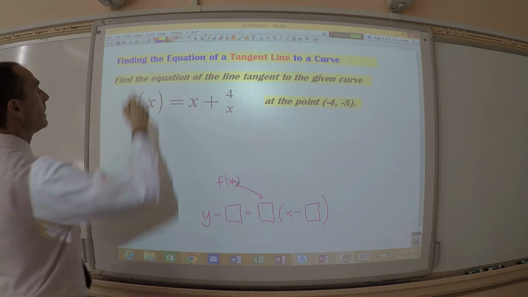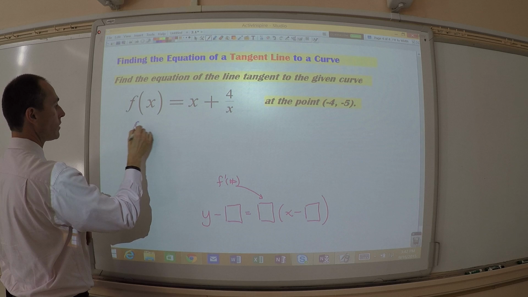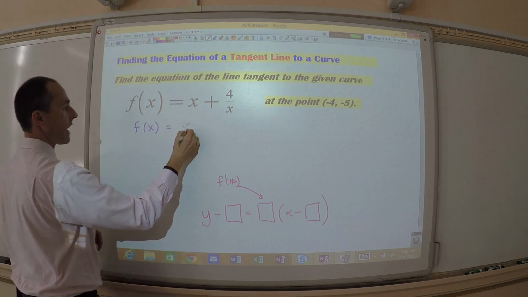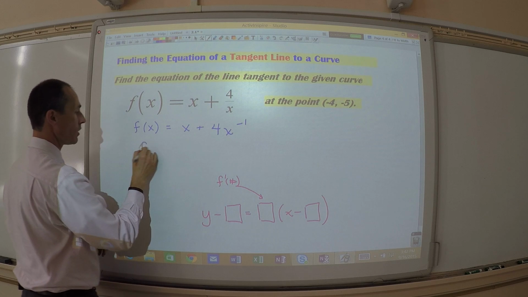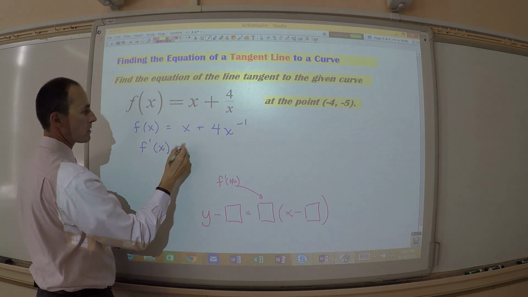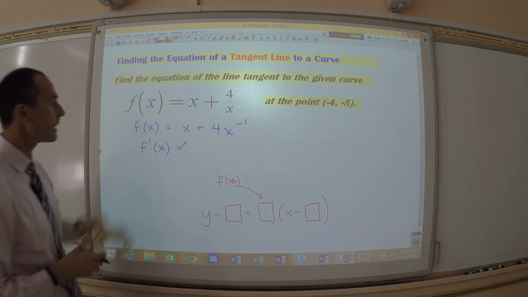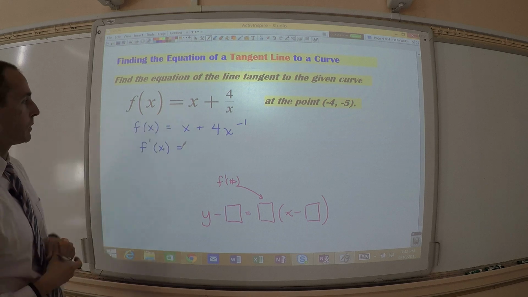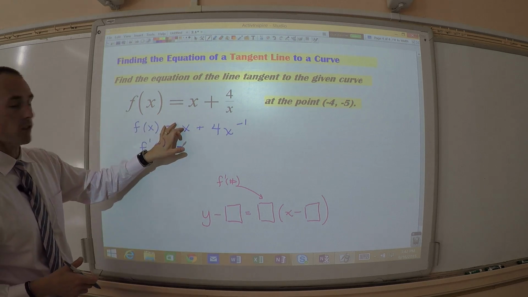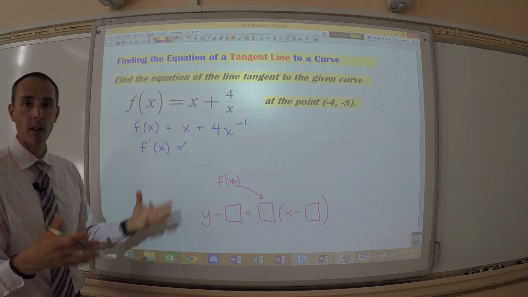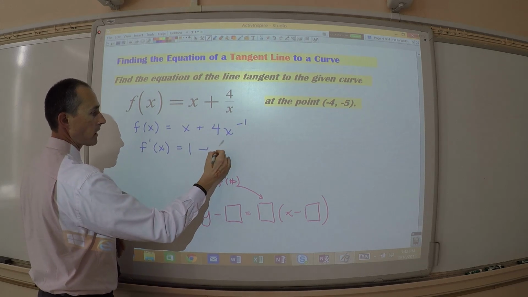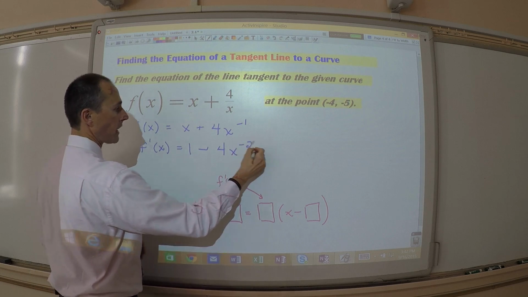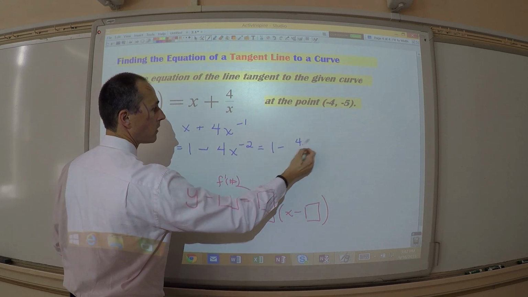So we have to derive. Kind of like the last problem we saw, let's rewrite this as x plus 4x to the -1st. That way, when I go to find the derivative, I'm really just using some basic rules here. Derivative of x, this sometimes gets some people confused. The derivative of x is simply 1, just like the derivative of 5x would be 5. So we have 1 minus, careful there, 4x to the -2nd, or 1 minus 4 over x squared.